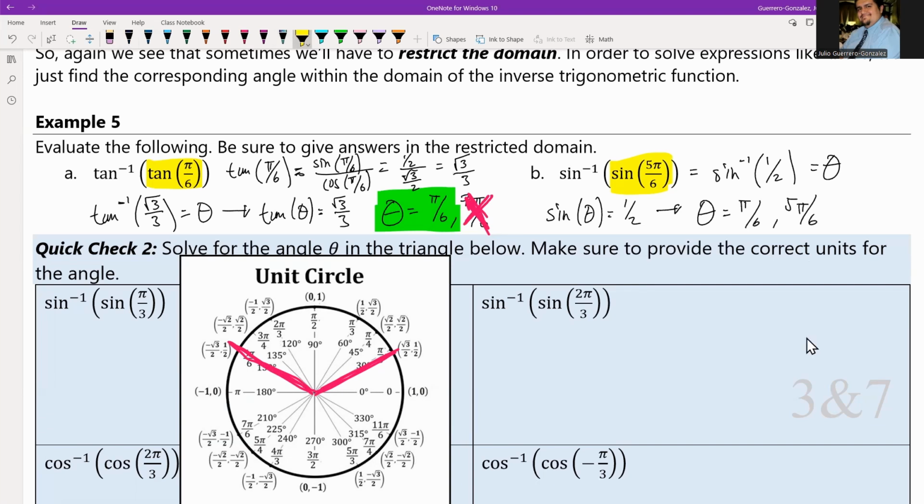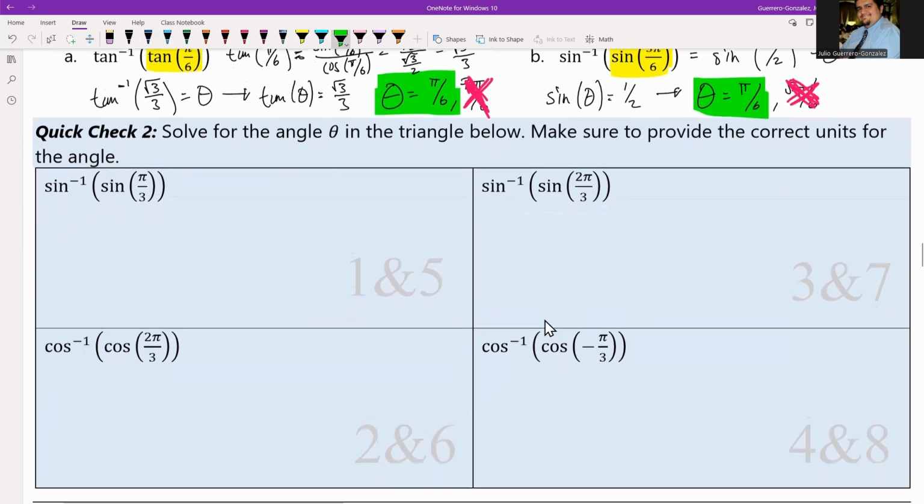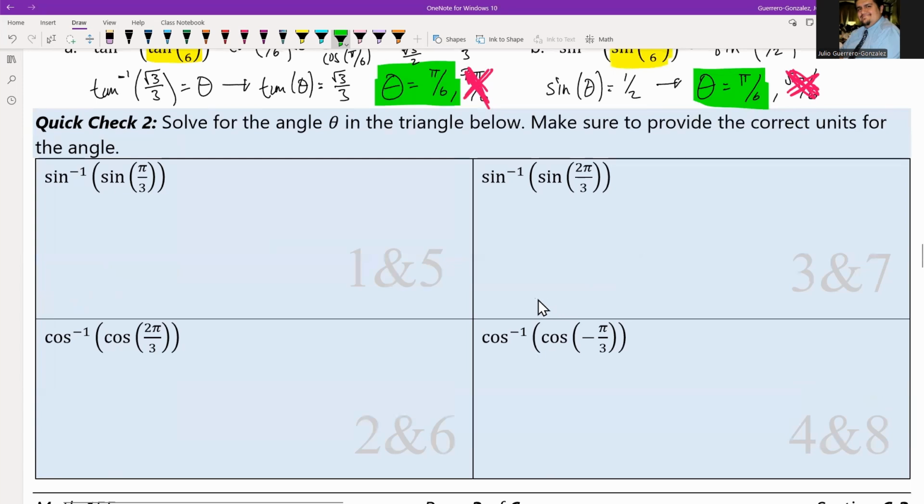Sine inverse has got to live in between here and here. So automatically this one doesn't count. It's only this one. So it's not that one. It's got to be this one. Okay? I've got a couple of these for everyone to try. Okay?